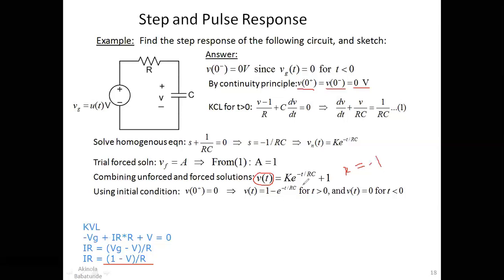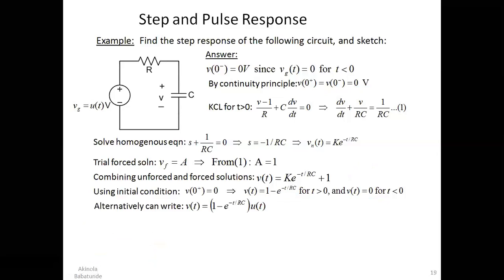So if k is minus 1, we know the value of our k, and we just put it back in here. This becomes 1 minus exponential minus t over rc, or just minus exponential minus t over rc plus 1. And that is exactly what we have here as our v of t for t greater than 0. For t less than 0, we know our v of t is going to be equal to 0, but for t greater than 0, this is the solution.